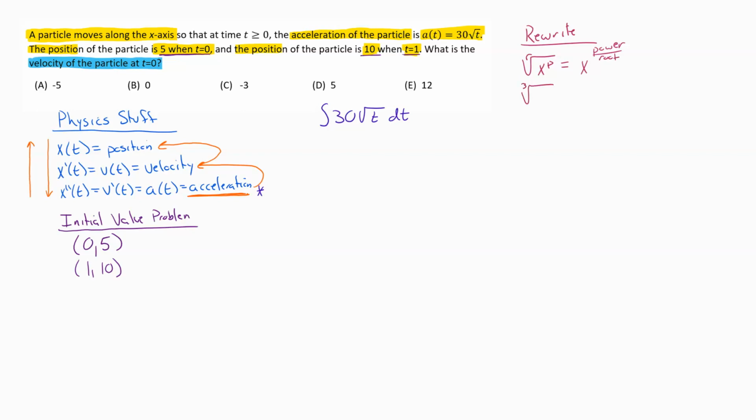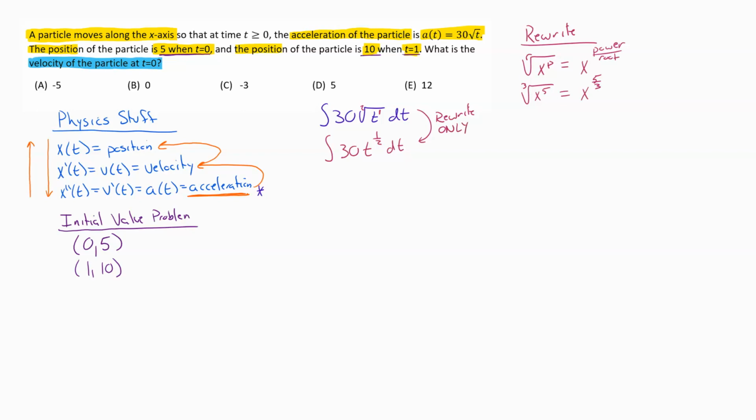So if you had something like the cube root of x to the 5th, you'd want to rewrite that as x to the power of 5 over 3. So in our example here, we've got an unwritten 1 for our power and an unwritten 2 for our root. So the rewrite on this would be 30t to the power of 1 over 2. So again, that's a rewrite only. We didn't take any antiderivatives yet.